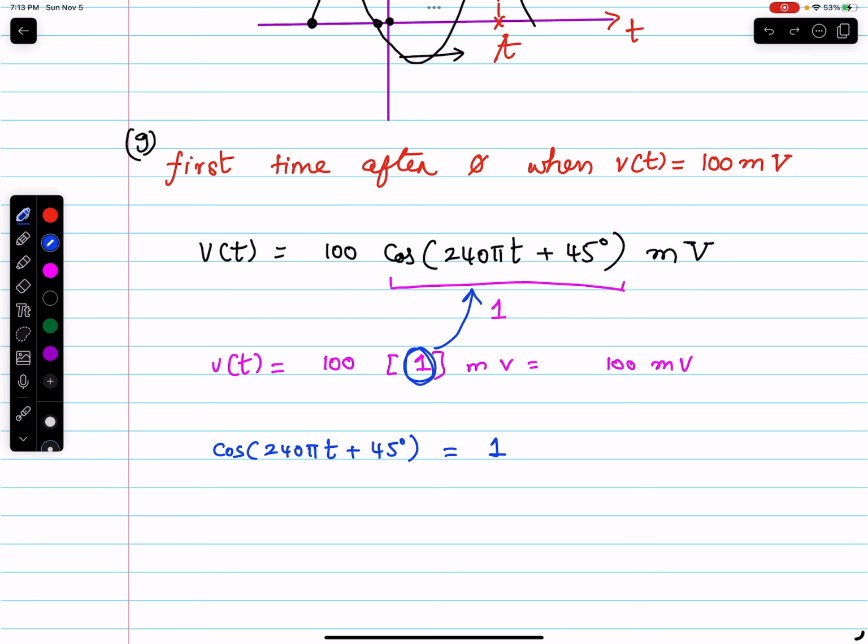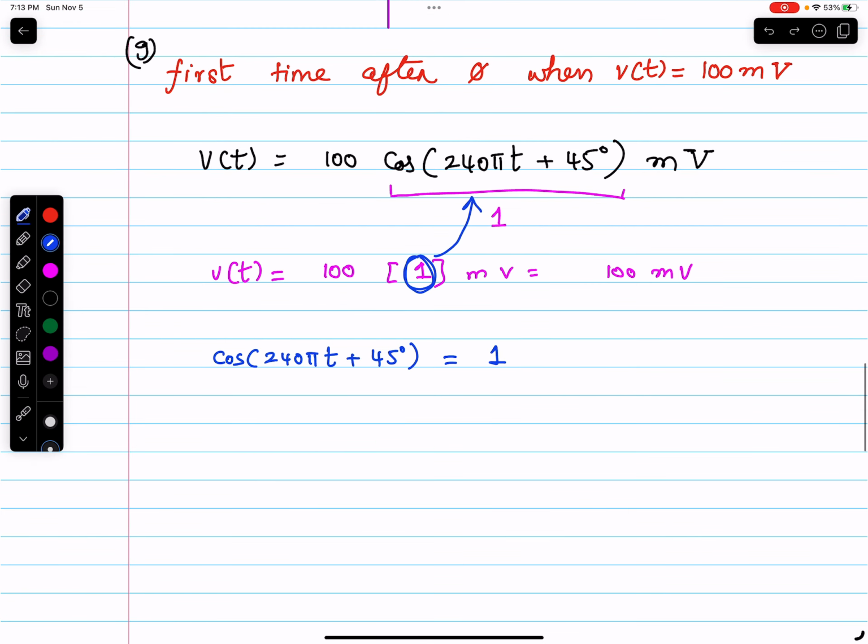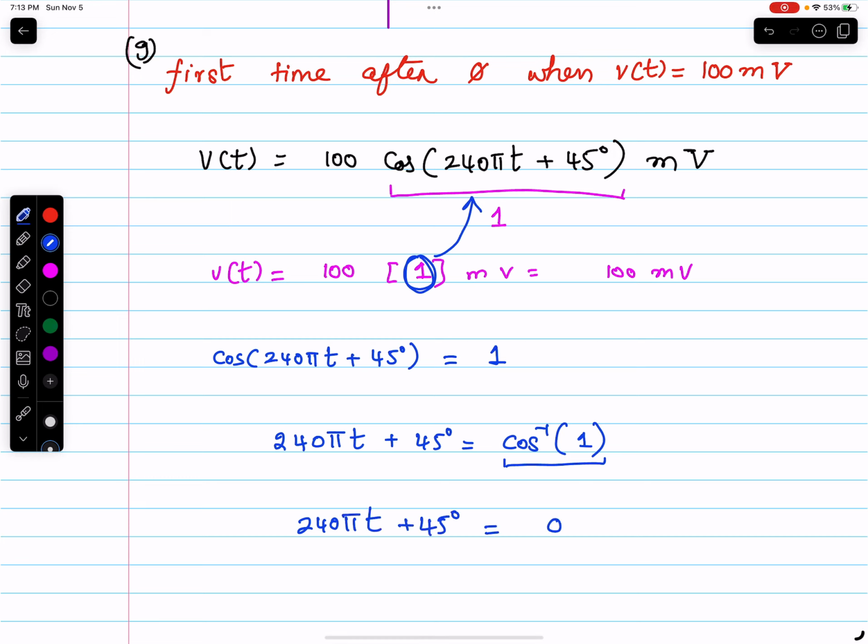Once we equate that, and we have to be extremely careful here, 240 pi t plus 45 degrees equals cosine inverse of 1. Cosine inverse of 1 is really 0. So 240 pi t plus 45 degrees equals 0, because cosine of 0 is 1.